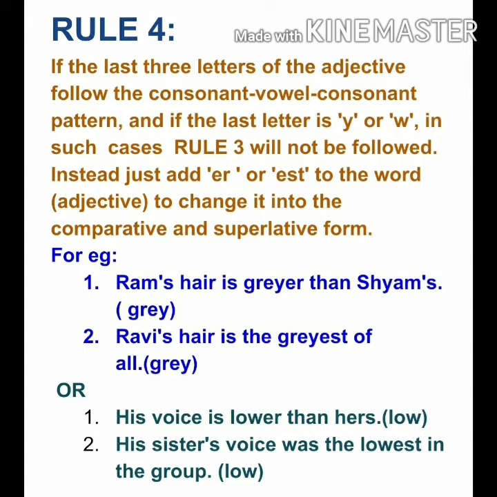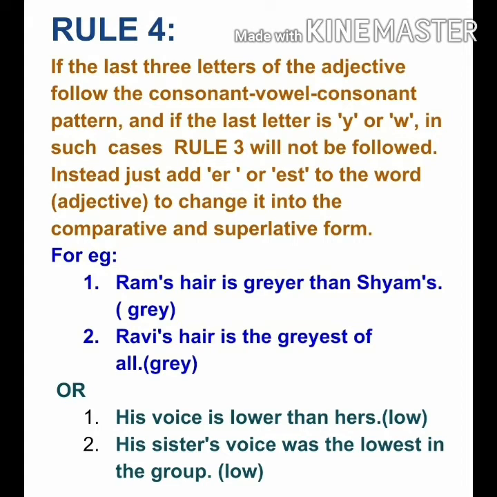Ram's hair is grayer than Shyam's. Here, the word grey is the adjective. It is a single syllable word. It follows the consonant vowel consonant pattern, but the last letter is y. Therefore, only er will be added to it to take it to the comparative form.